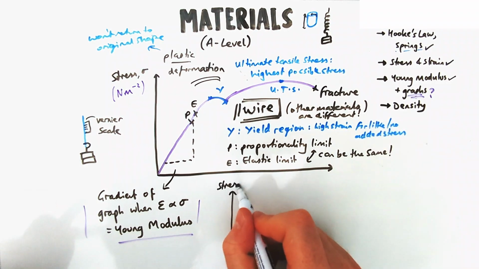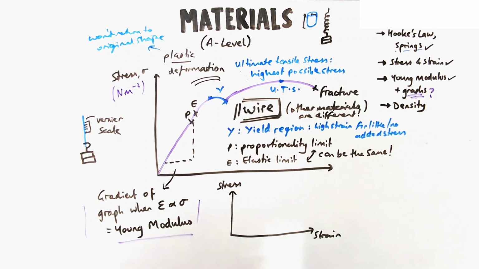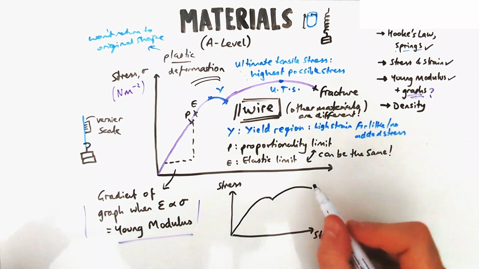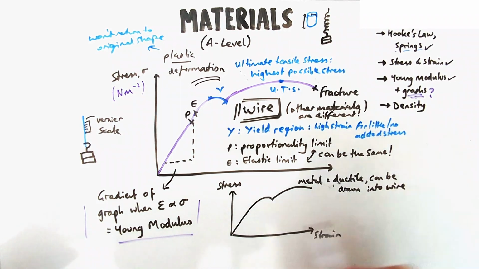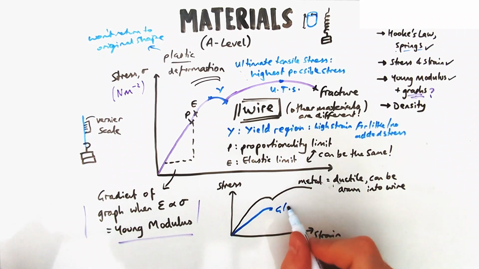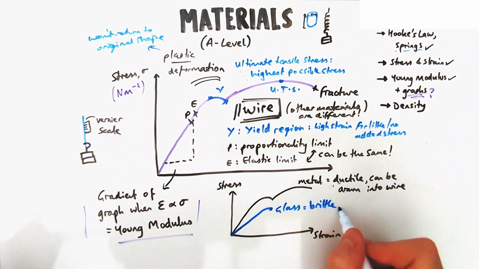So let's compare some other materials then. We've got our wire from the graph above, so that's ductile, meaning it can be drawn into any shape. In particular, it can be drawn into a wire, so that's only for metals. And we've got other materials, so we could talk about things that are quite brittle, and things that show quite a lot of strain.